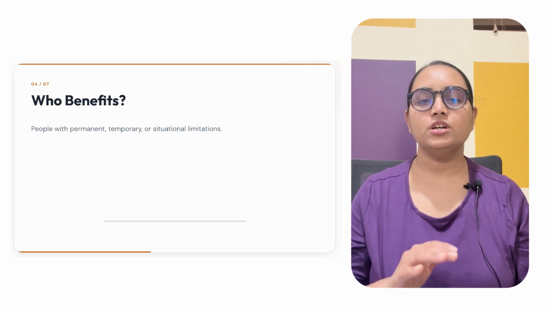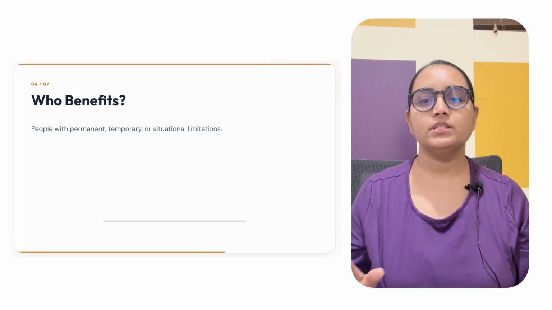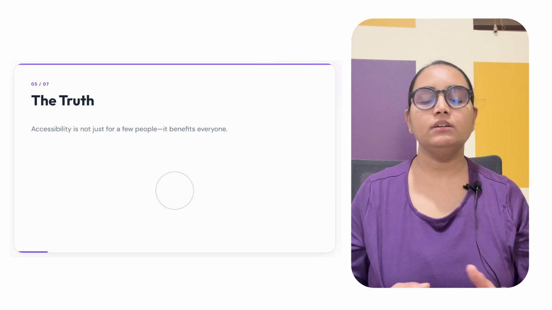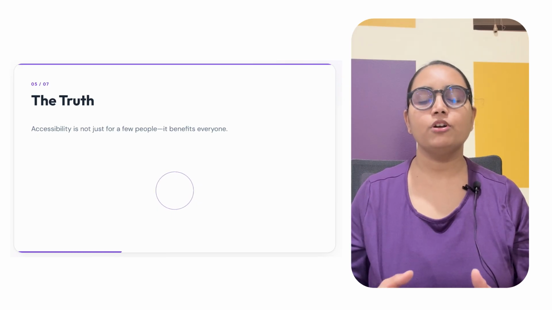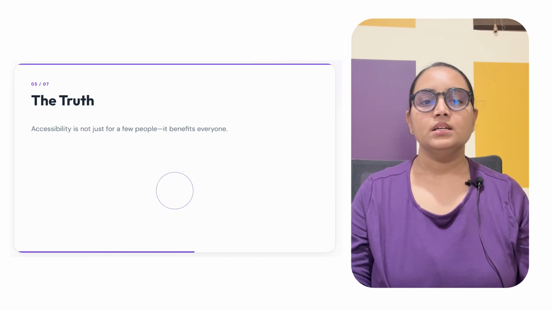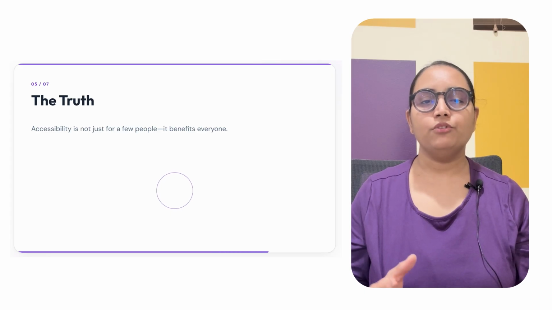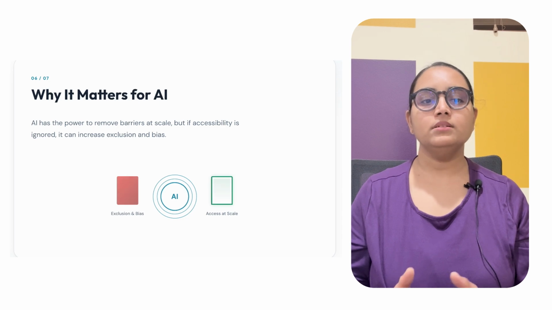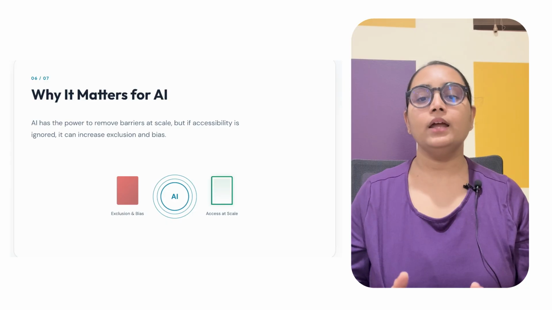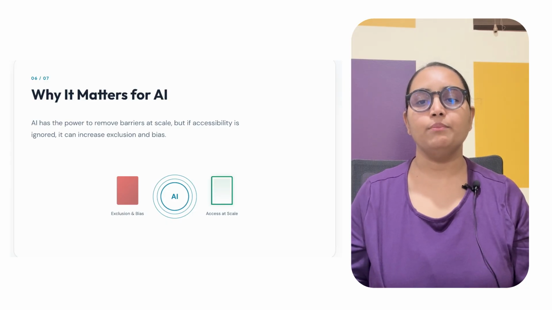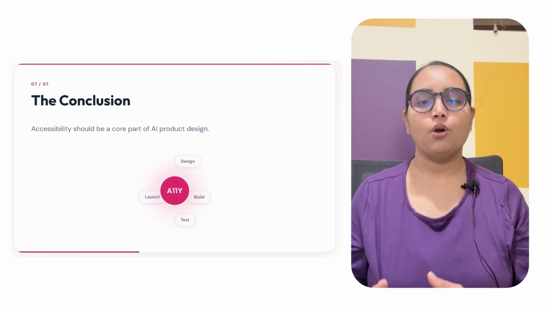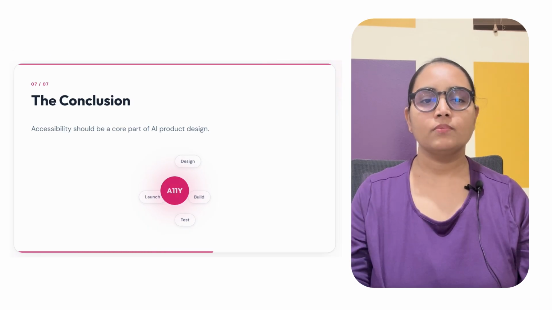Accessibility is not just for a few people, it benefits everyone. When a product is easy to access and use, it creates a better experience for all users. This is especially important for AI products. AI has the power to remove barriers at scale, but if accessibility is ignored, it can also increase exclusion and bias. That's why accessibility should be a core part of AI product design.